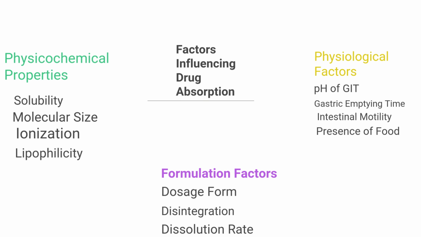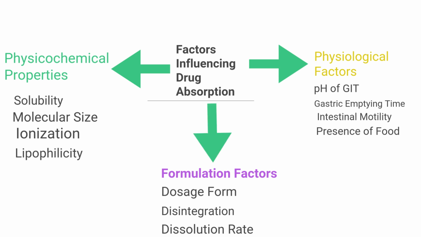For example, physicochemical properties, or you can say the drug related factors, like solubility, molecular size, ionization, lipophilicity. Similarly, physiological factors, that is body related factors, like pH of GIT, then gastric emptying time, intestinal motility, then presence of food. Then formulation related factors like type of dosage form, disintegration rate and dissolution rate.